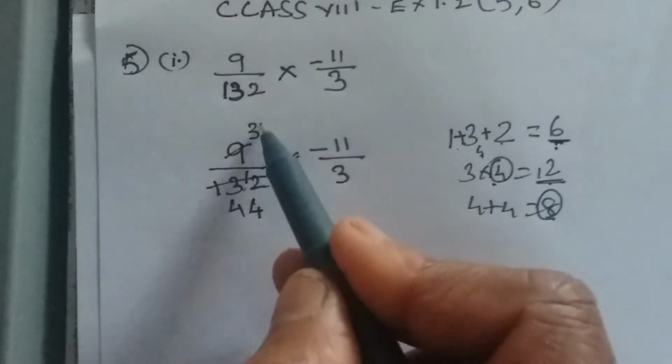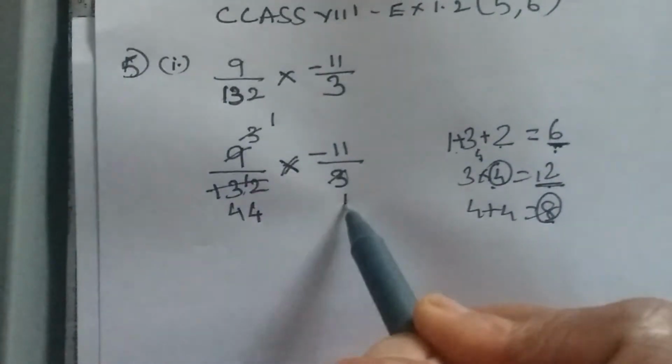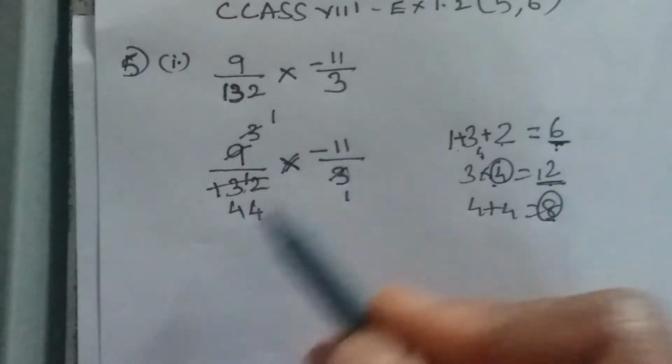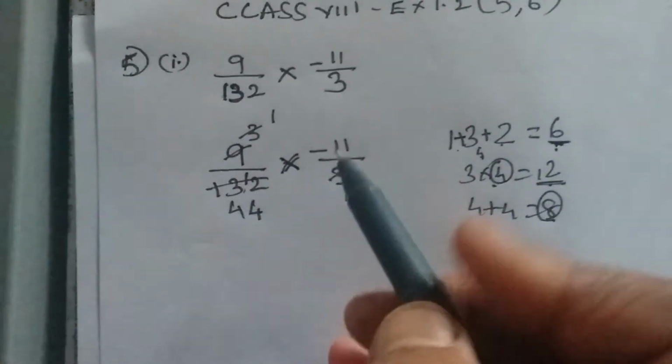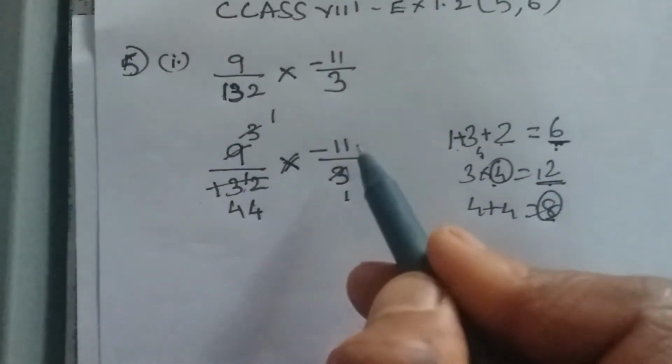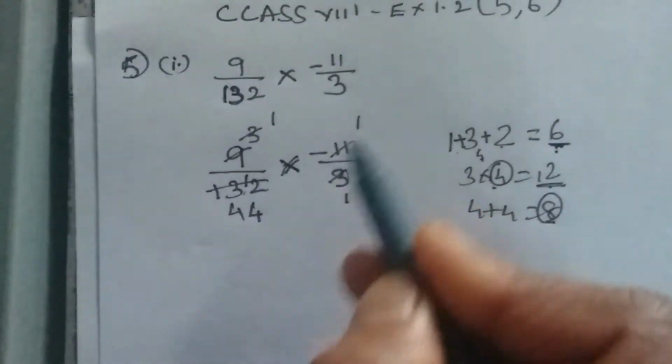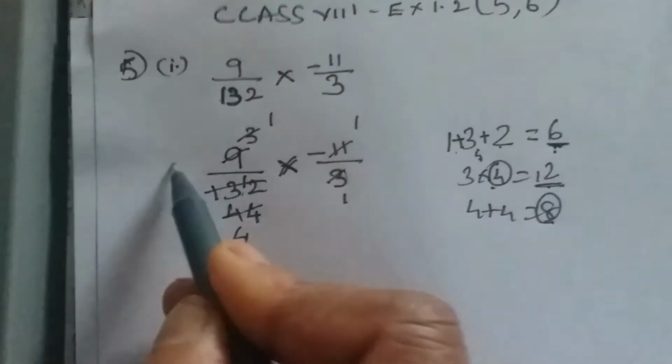Okay. Now 3 and 3, 3 tables. 3 ones are 3, 3 ones are 3. Now this way, 11 and 44, yes, 11 tables is the easiest table. 5, 10, 11, all these tables are very easy to remember. So 11 ones are 11, 11 fours are 44.